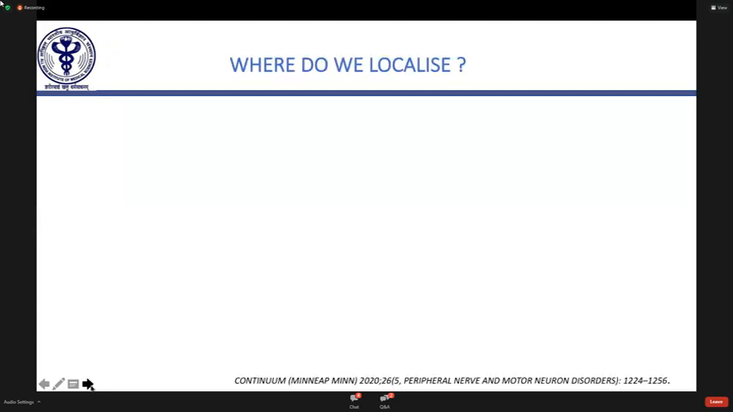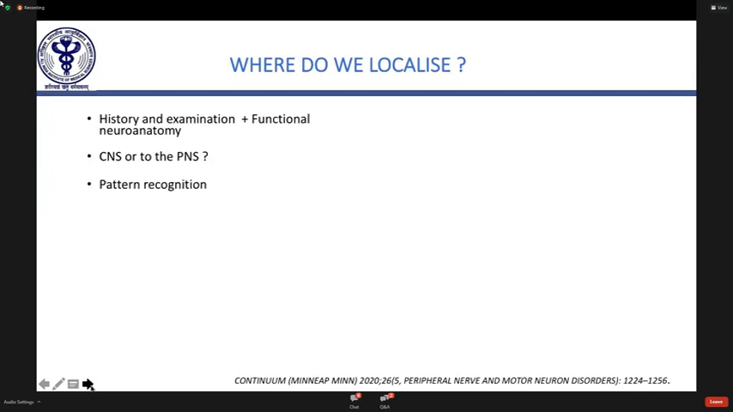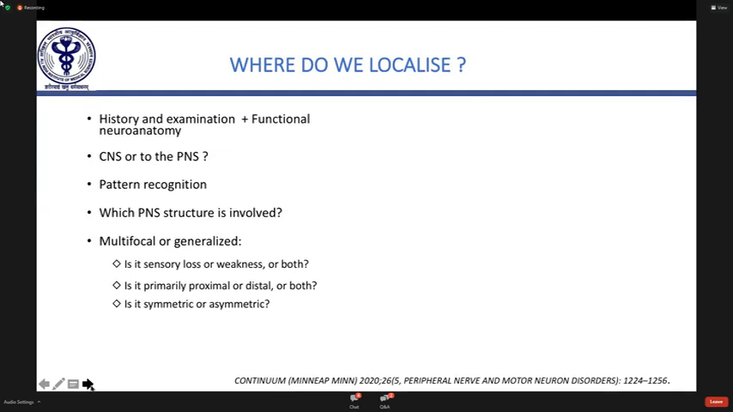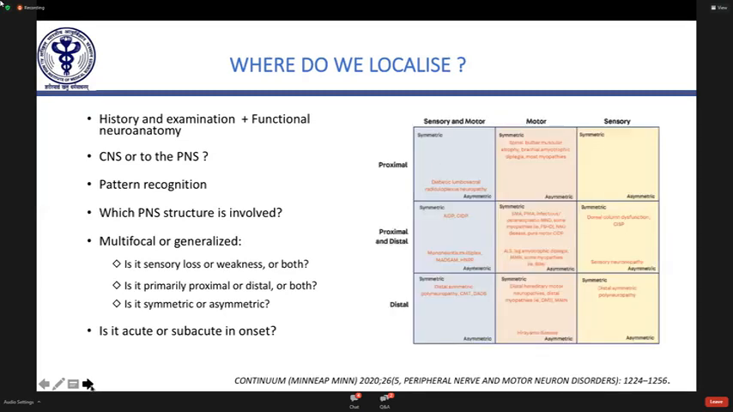So coming back, this is mainly the history and examination part. Then we come to the pattern recognition part. After the history and examination, using good functional neuroanatomy, you try to differentiate whether it is a CNS or a PNS lesion, and you identify the various patterns: which PNS structure is involved, is it multifocal or generalized, is it sensory loss or weakness or both, is it proximal or distal, is it symmetric or asymmetric, and is it acute or subacute. This is what you have got from the whole history and examination. You try to summarize everything together, look at the pattern, and arrive at a differential diagnosis and localize.